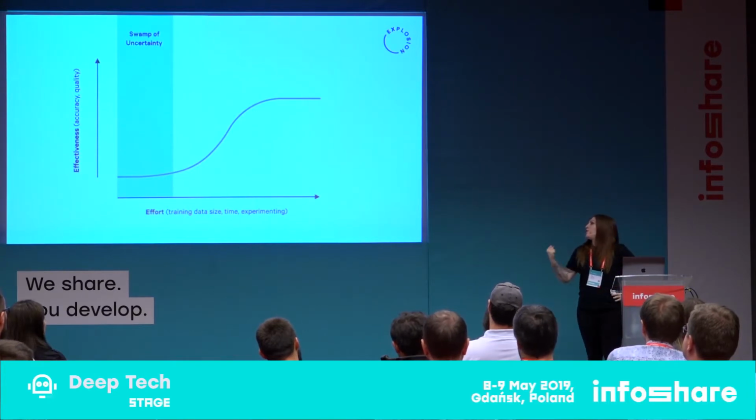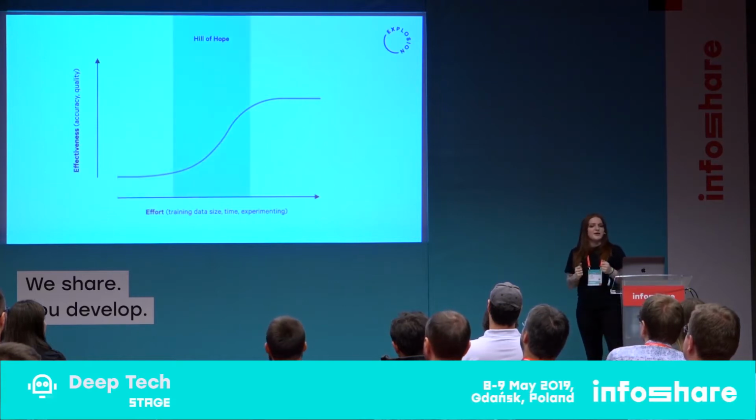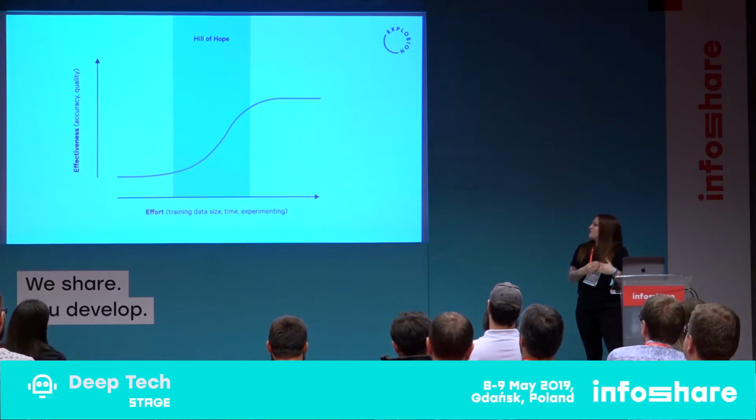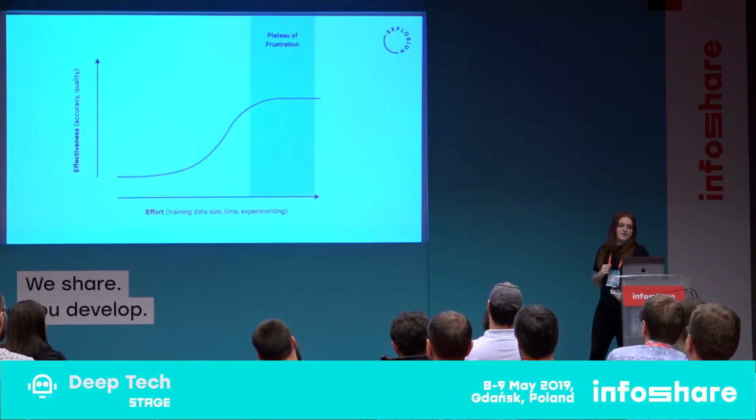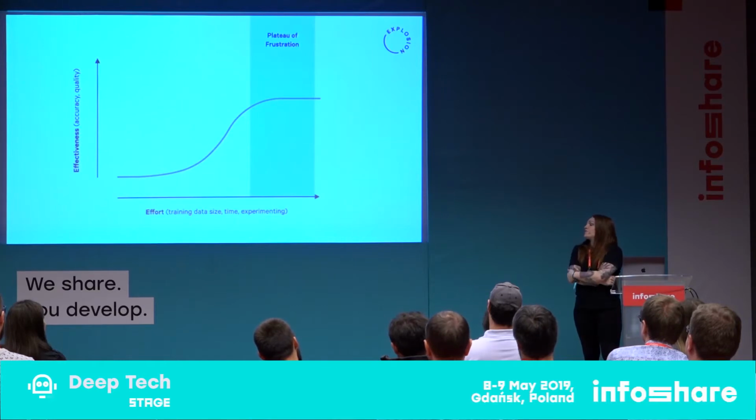You put in all the work and you kind of get nothing in return, and you're just waiting for something to happen. Next, hopefully you'll get to what I'm calling the hill of hope. That's kind of the fun part. Accuracy is going up, things are changing. You're like, yay, I'm going to solve my problem, great. And then at the end of it, you'll always get to this plateau of frustration.